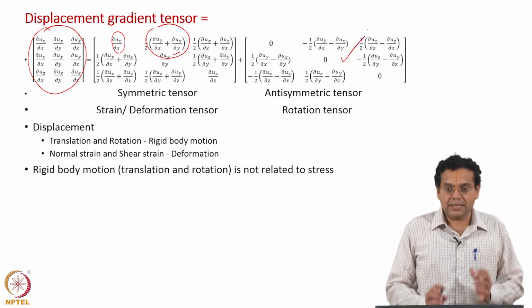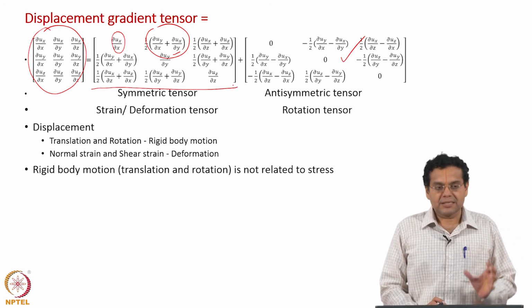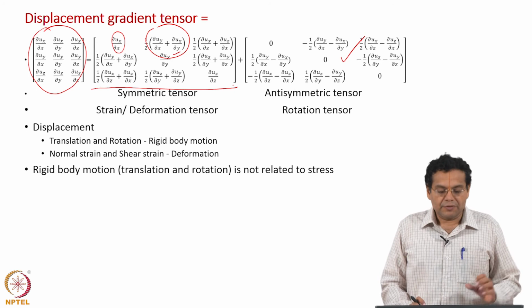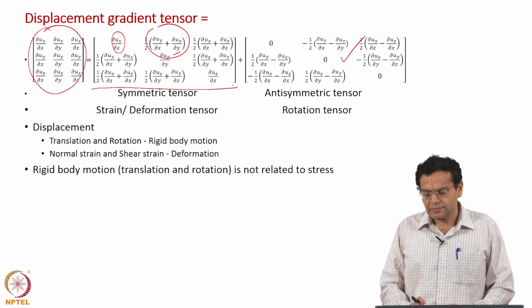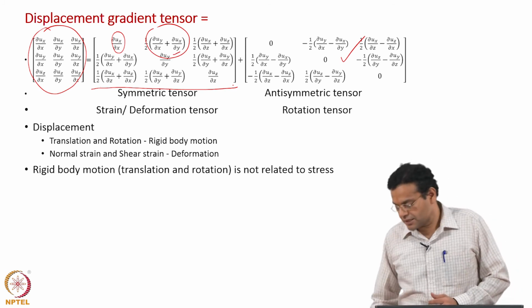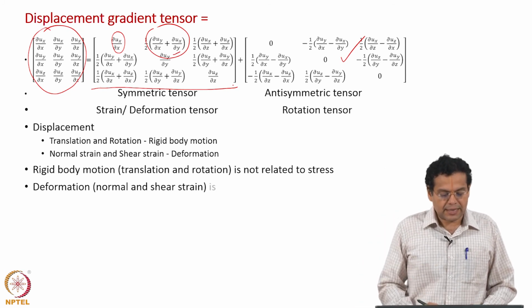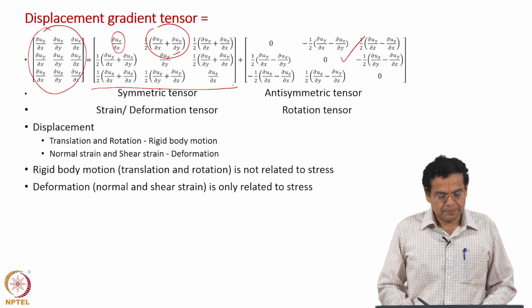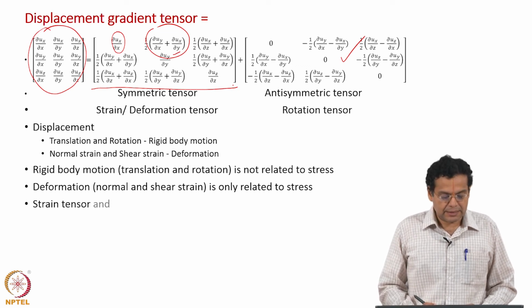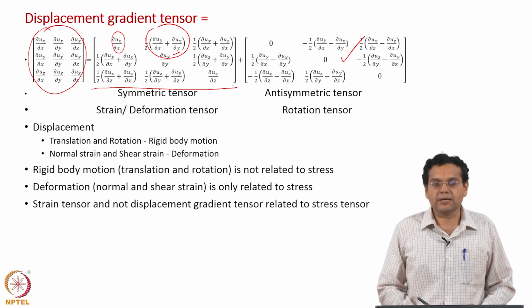So, the important components for us are the components of the strain tensor, not that of the rotation tensor. Just one more point, we are right now discussing strain for solids. We have discussed stress, and we are going to relate these two, and that we will see later. So, let us complete whatever I said. Rigid body motion (translation and rotation) is not related to stress. Deformation (normal strain and shear strain) is only related to stress, and hence the strain tensor, not the displacement gradient tensor, is related to the stress tensor.